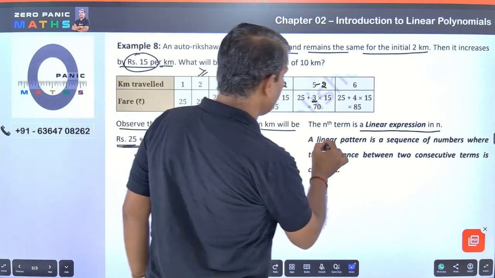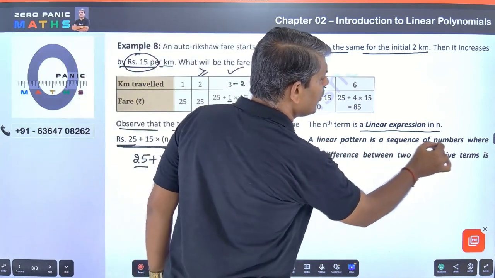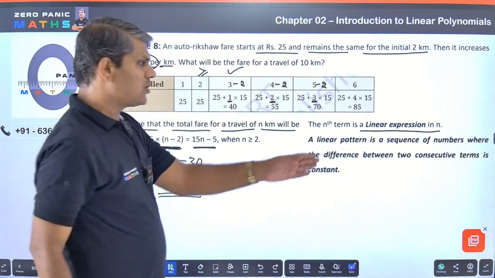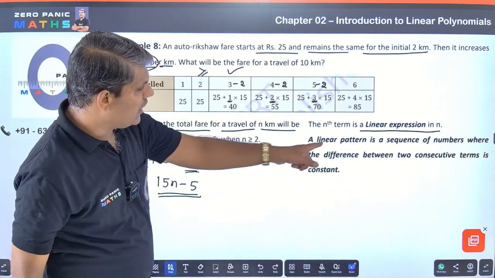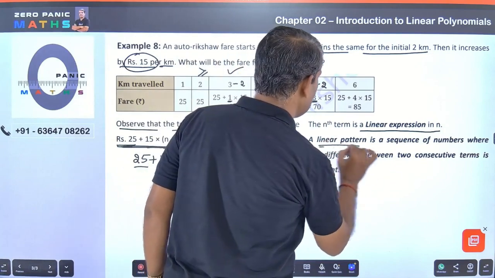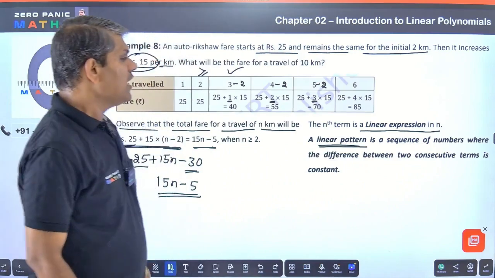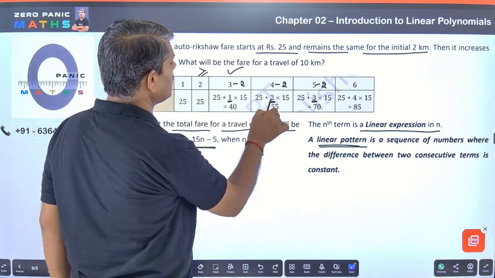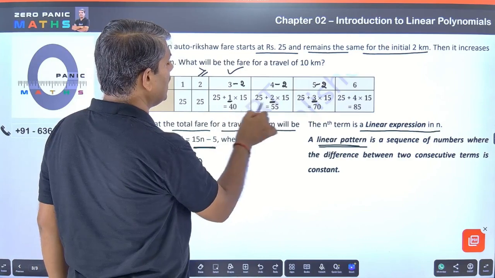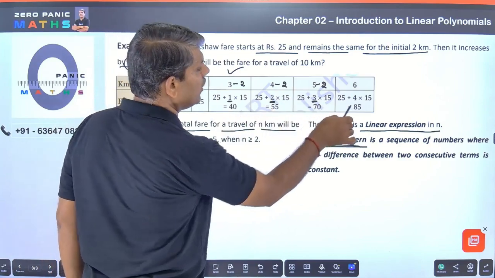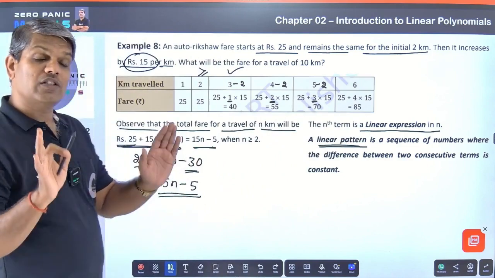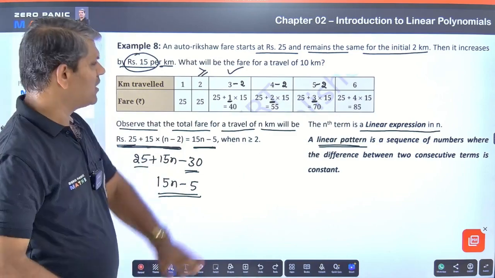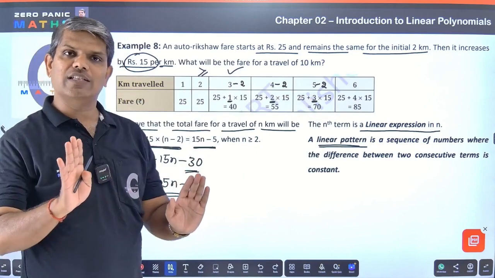So finally we can say that a linear pattern is a sequence of numbers where the difference between two consecutive terms is constant. That is the definition given for the linear pattern. You can see that the difference between two consecutive numbers, 55 minus 40, is 15. 70 minus 55 is 15 only. 85 minus 70 is 15 only. So there is a fixed constant difference between two consecutive numbers. Such a sequence of numbers is called a linear pattern.